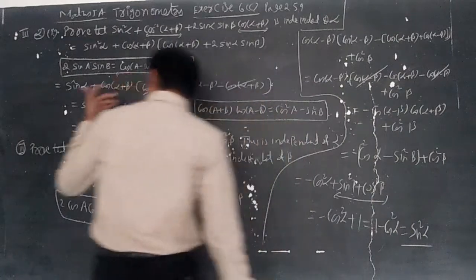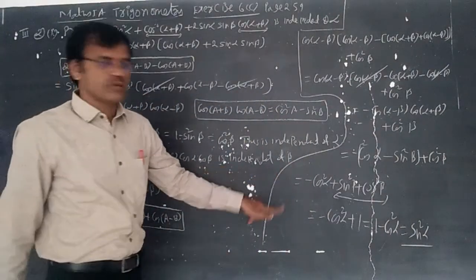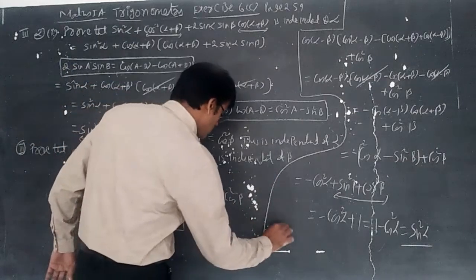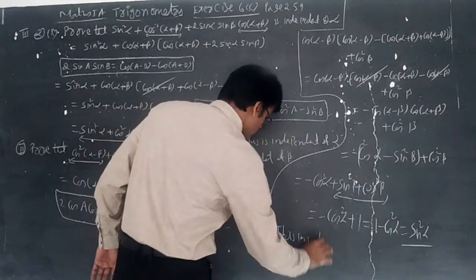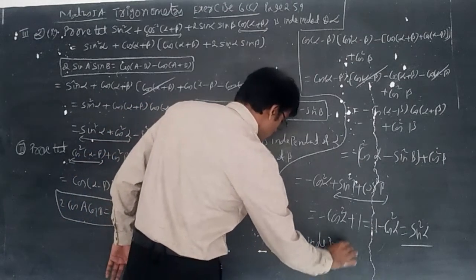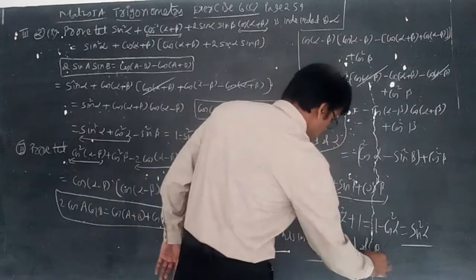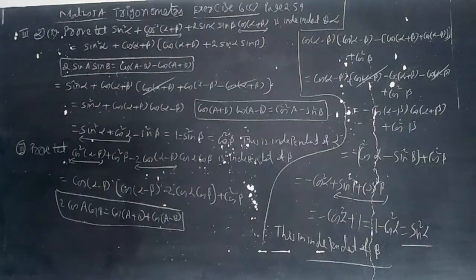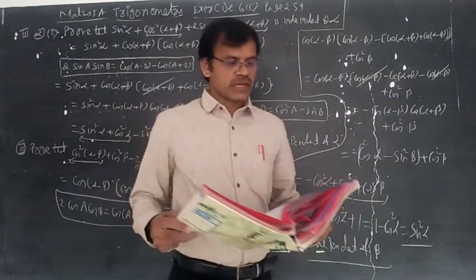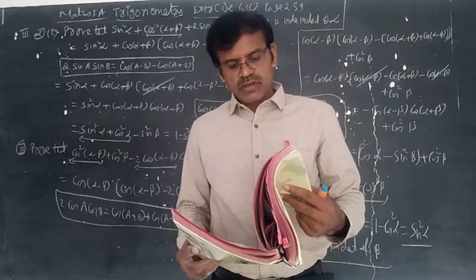In this question, what he is asking is to prove that it is independent of beta. We did not get the value of beta. Therefore, you can write this is independent of beta. So with this question, we have successfully completed page number 259, exercise 6C, Roman number 3.